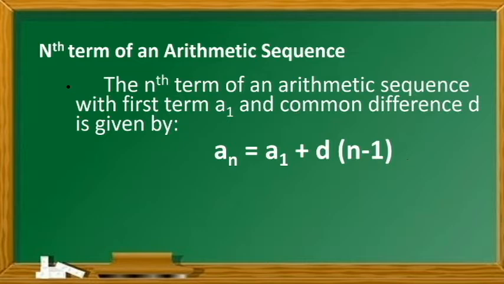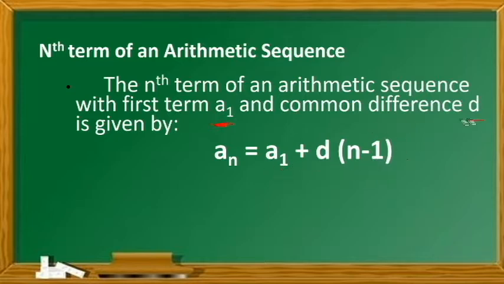The nth term of an arithmetic sequence with the first term a sub 1 and a common difference denoted by D is given by this formula. The formula is a sub n equals a sub 1 plus D, which is the common difference, times the quantity of n minus 1. Take note of this formula. So this formula is used to find the nth term of an arithmetic sequence.